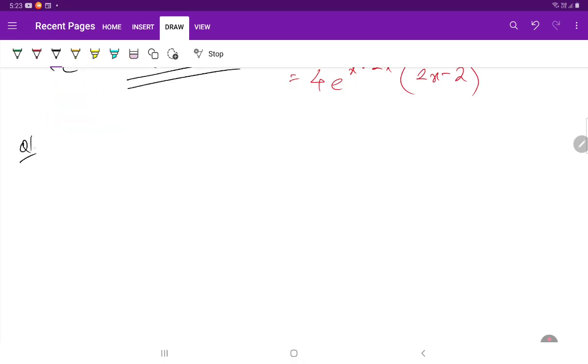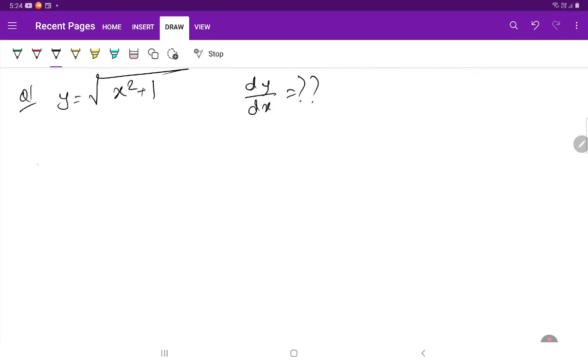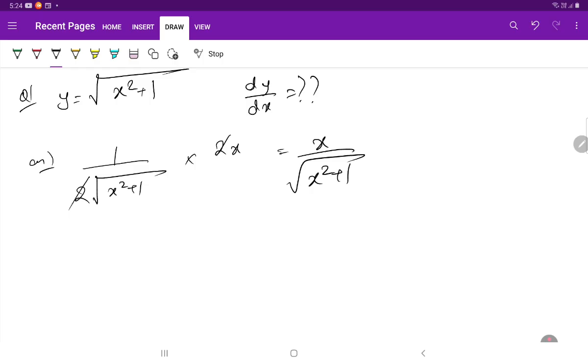Coming to the next question. The next question says y is equal to under root x square plus 1. Then what will be dy by dx? Just using the rapid formula, for under root x, the derivative will be 1 by 2 root x. So it will come out to be 1 by 2 under root x square plus 1. Now x square plus 1 is a complicated, a little bit suspicious function and it looks bigger. So take the derivative of x square plus 1 with respect to x. You will get 2x. And the final answer will come out to be x by under root x square plus 1. And that's the answer.